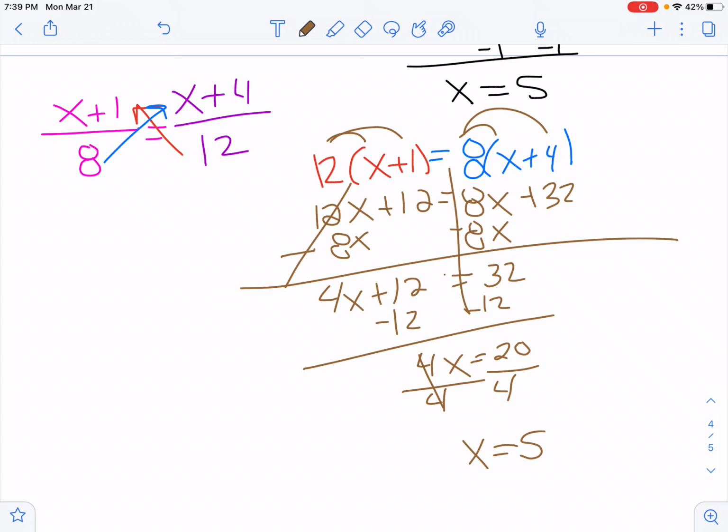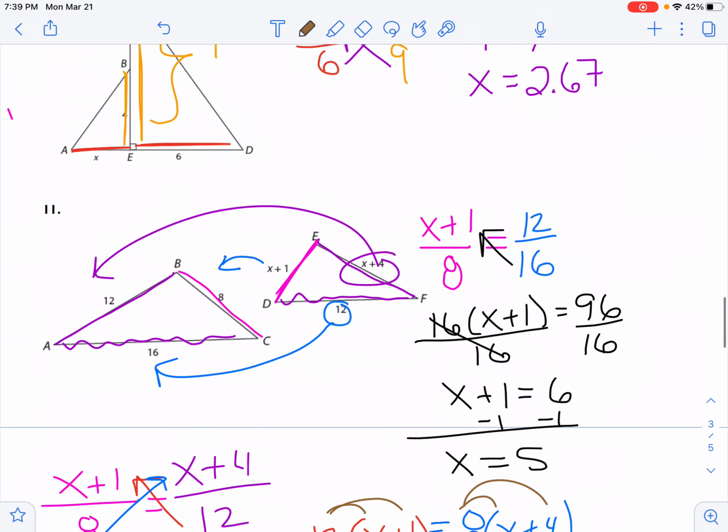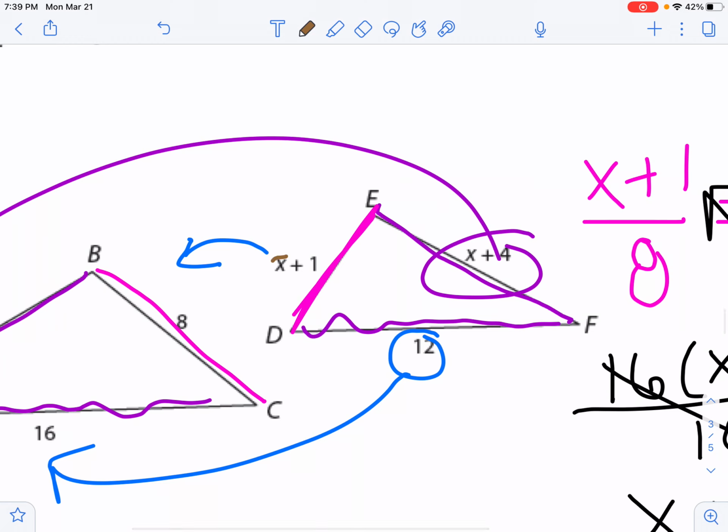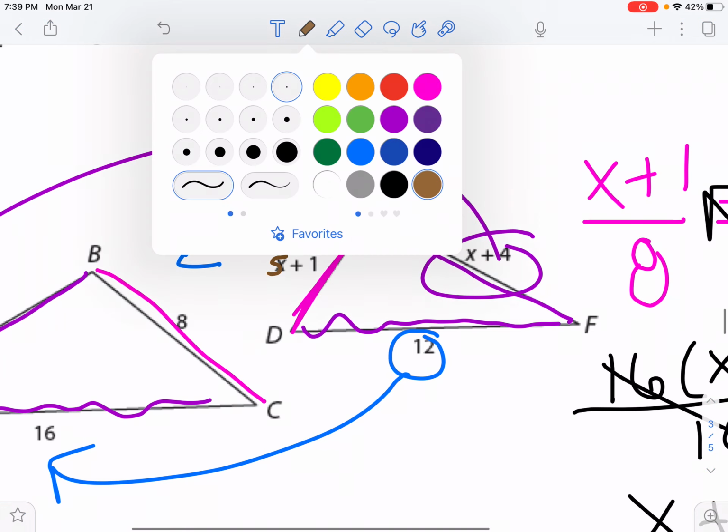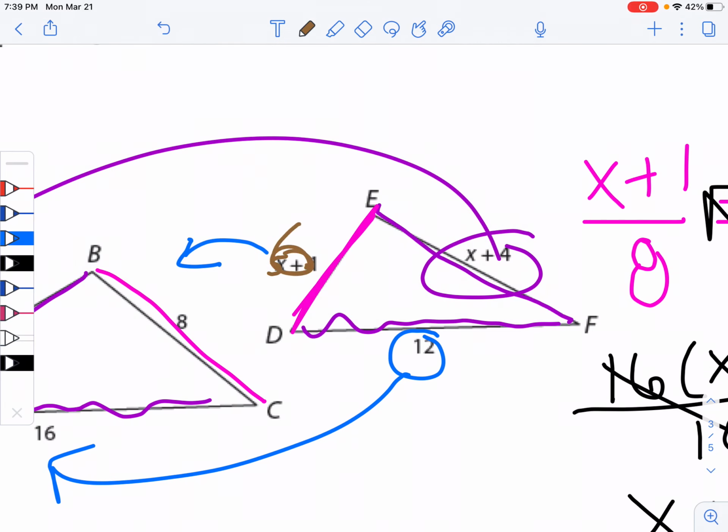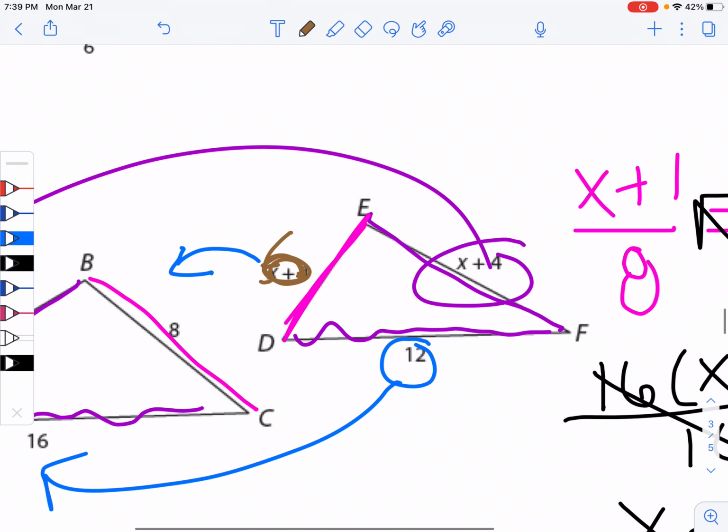There are a few other ways to do this as well that some of you have noticed. But as long as you don't break any rules and you set up proper proportions. And again, if x is 5, then 5 plus 1 means this side is actually 6. And 5 plus 4, this side is actually 9.